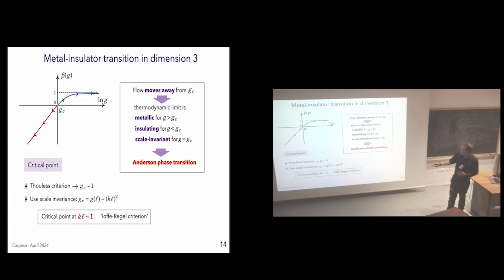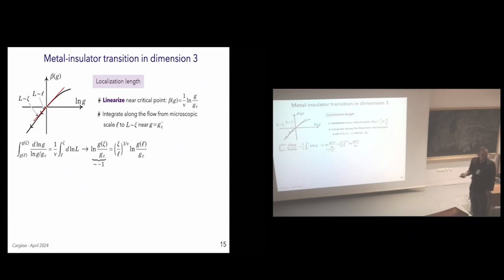So if you compare the two, you see that, in fact, this Anderson phase transition point coincides with the criterion kl around 1. And this is a pretty popular criterion for the Anderson transition, which is called the Ioffe-Regel criterion. So very often, experimentalists who want to observe this phase transition try to fulfill this criterion as much as they can.